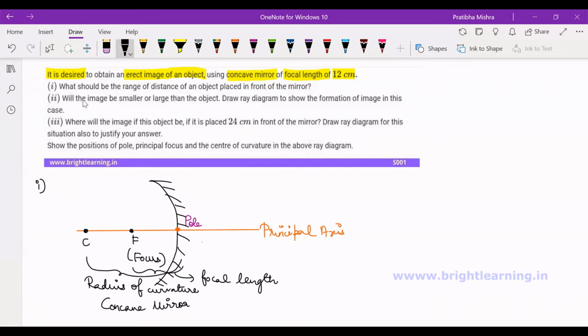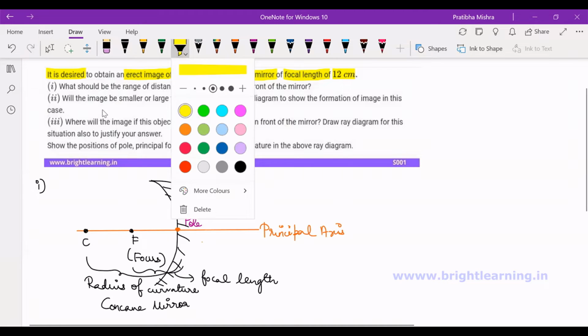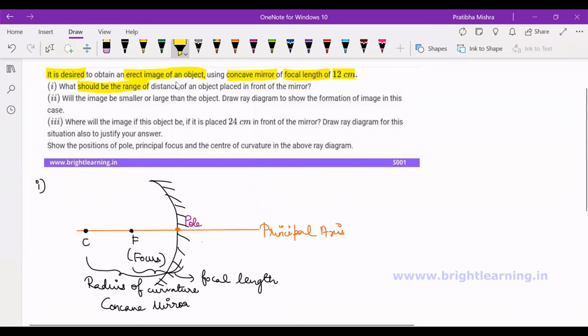So we are solving the first question here. They ask what should be the range of distance of an object which is placed in front of the mirror. That means if an object is placed in front of the mirror, the sign convention used should be positive. And since it's a concave mirror, they are also telling that the focal length is 12. So focal length is always negative for a concave mirror, so this is going to be minus 12 centimeters. And you have to find if a virtual and erect image is obtained.